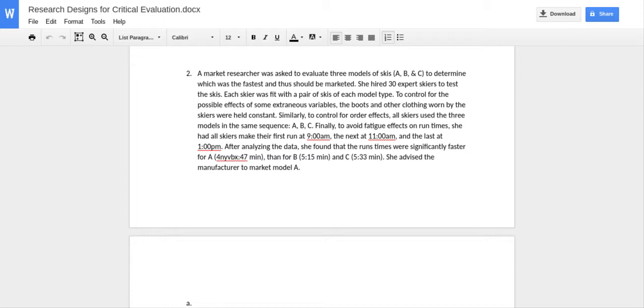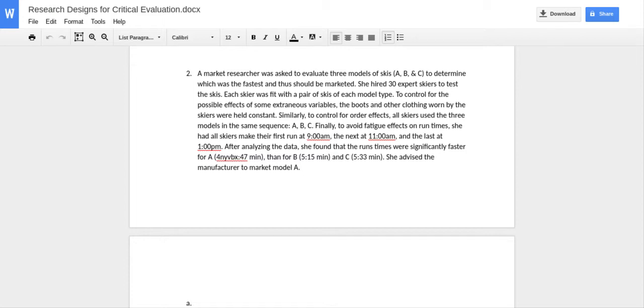The only thing that was different, hopefully, was the actual types of skis. Similarly, to control for order effects, remember we talked about order effects with the Stroop task, all skiers use the 3 models in the same sequence, A, B, C. So the first run was with A, the second run was with B, and the last run was with C. Finally, to avoid fatigue, she had all skiers make their first run at 9 a.m., next one at 11 a.m., and the last one at 1 p.m.